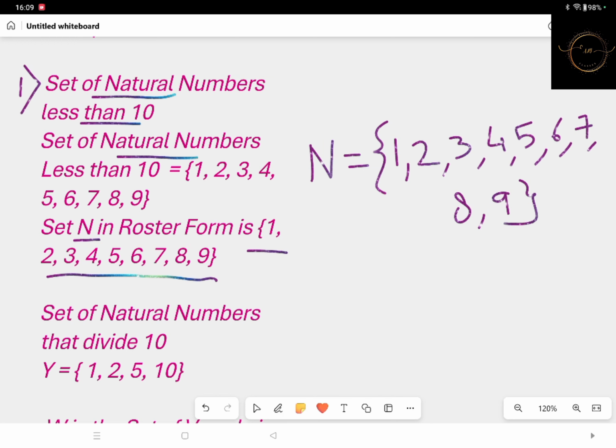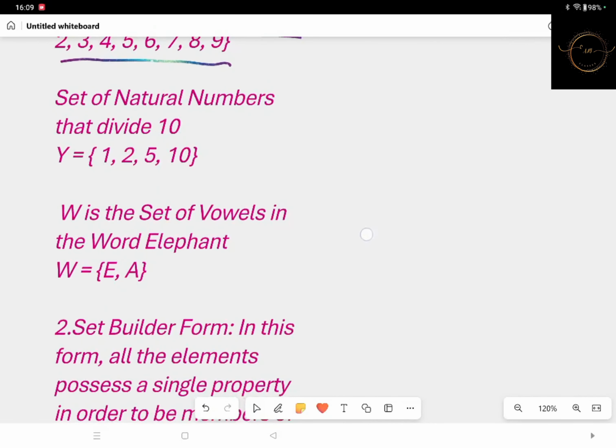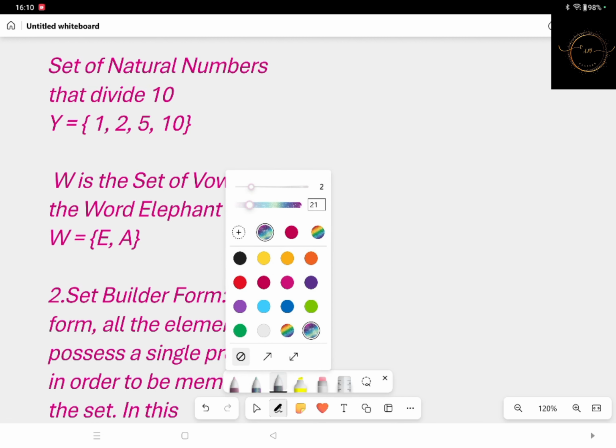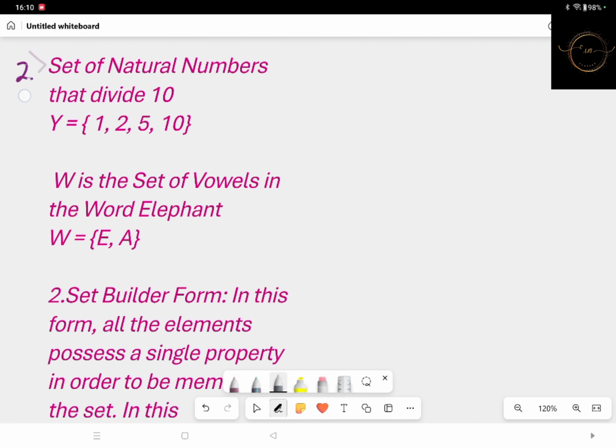Next, coming to the next example, set of natural numbers that divide 10. Look over here, I have given the set name as capital Y. You can give some other names also. For all the natural numbers that divide 10, you have to find out which numbers will divide 10 completely. So it will be 1, 2, 5 and 10. Only the elements I have written, separated by commas within curly braces. This is all about roster form.